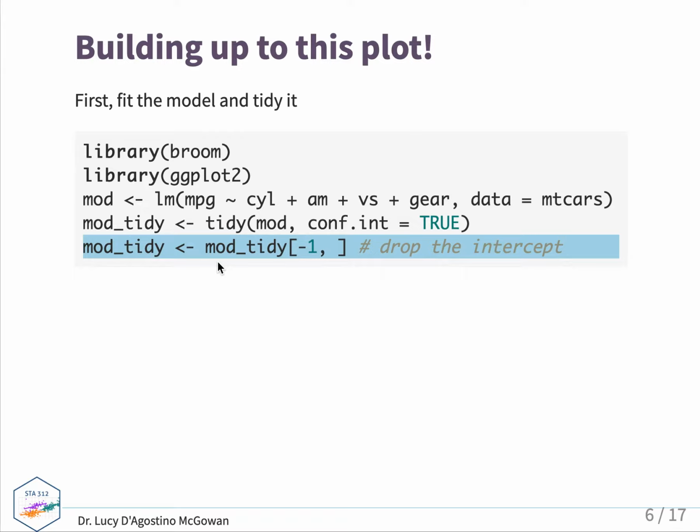And just as a reminder, the way you interpret that intercept is basically if all of these other variables are 0, then that intercept is going to be what we would expect miles per gallon to be. And so that might be a quantity of interest, but it also might not. And since in this case it isn't, I'm going to go ahead and drop it.